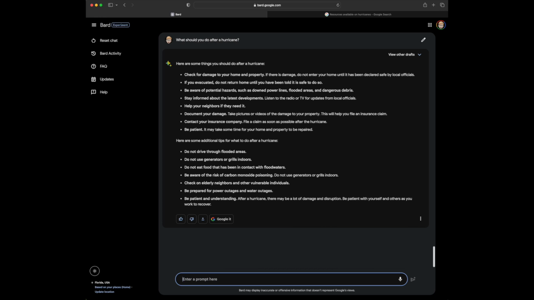Here's some additional tips to do after the hurricane. Do not drive through flooded areas. Yeah, I hear people do that all the time. They drive through flooded areas, they get stuck, and it can lead to catastrophe. Do not use generators or grills indoors. Okay, yeah, like those gas powered generators and stuff, those are not for indoors. Do not eat food that's been in contact with floodwaters. That definitely makes sense. Beware of the risk of carbon monoxide poisoning. Do not use generators or grills indoors. Yep. Check on elderly neighbors and other vulnerable individuals. Yeah, that's wonderful. Be prepared for power outages and water outages.